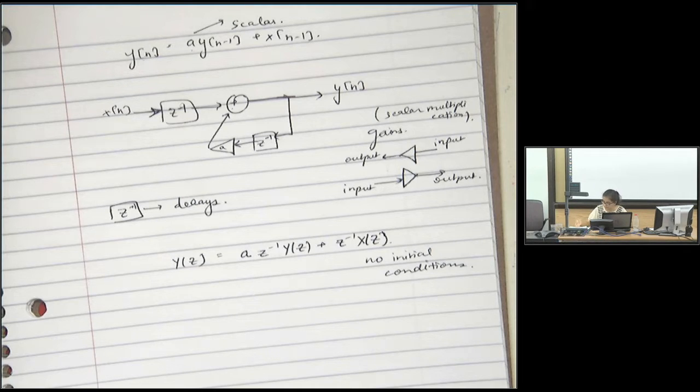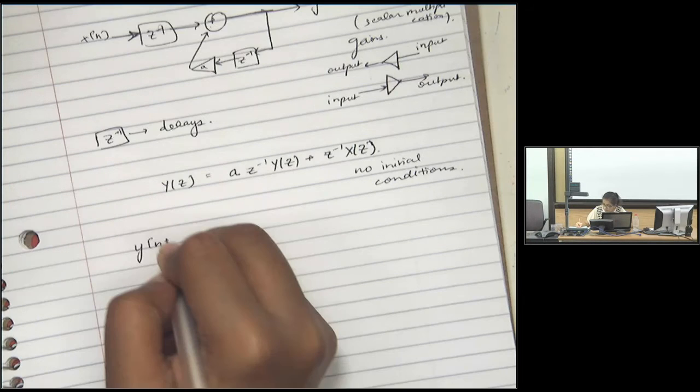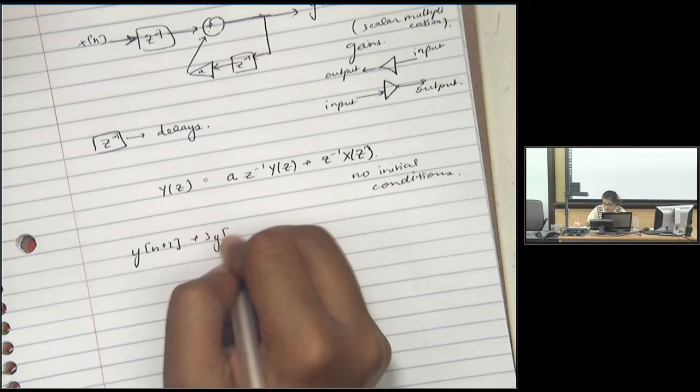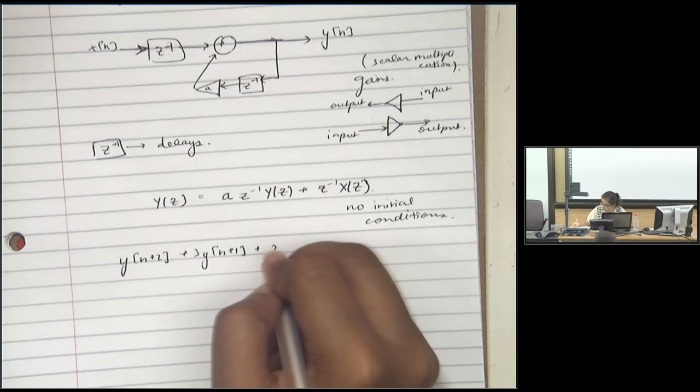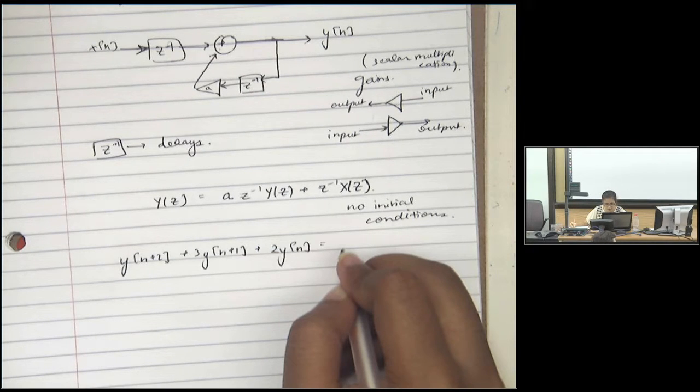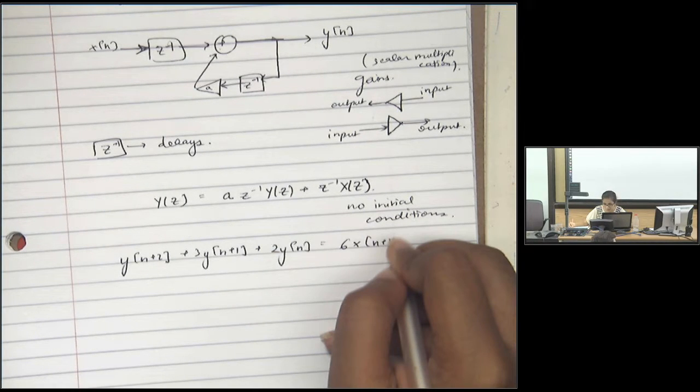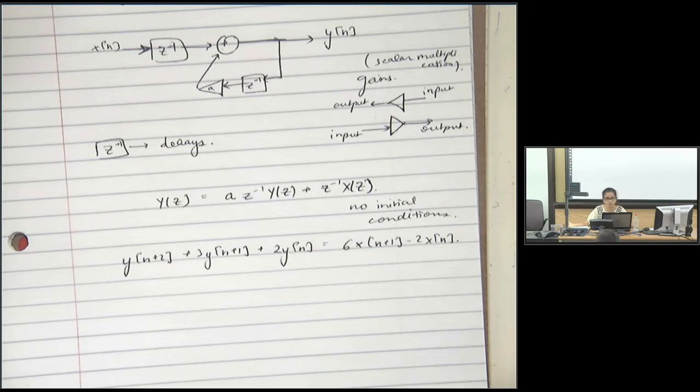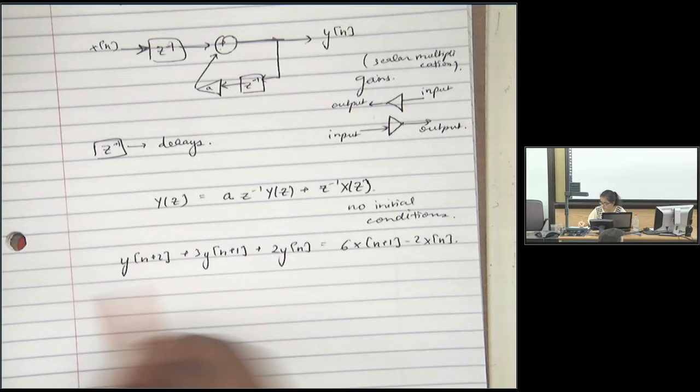Okay, so let's say we have y of n plus 2 plus 3y of n plus 1 plus 2y of n is equal to 6x of n plus 1 minus 2x of n. Okay? Now, this is in advanced form, so I'll just write it in a delay form.